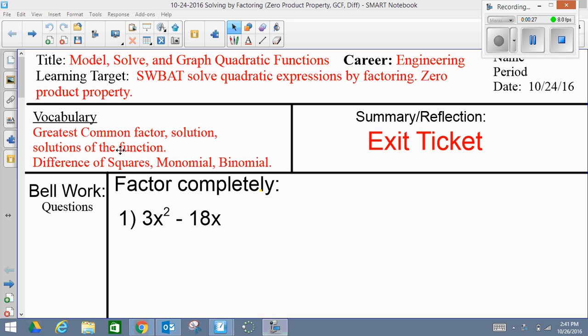Now these two words are brand new. These two terms. Solution and solutions of the function. So the whole idea when we use the zero product property is that we find the values of x. We'll do that in a minute.